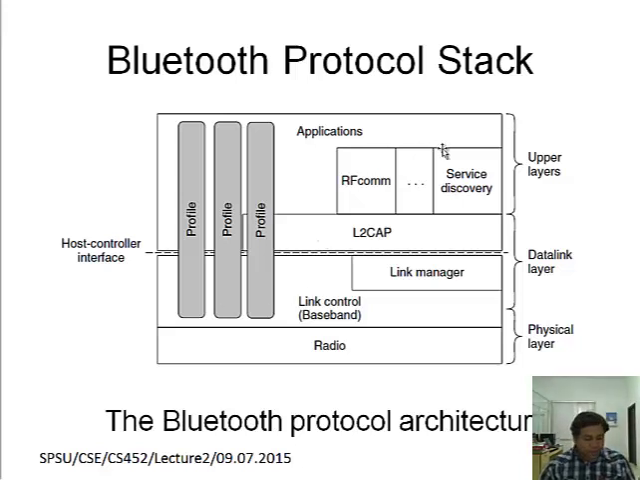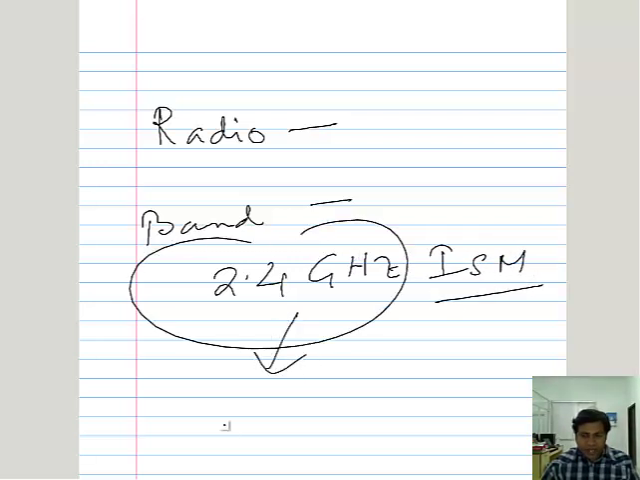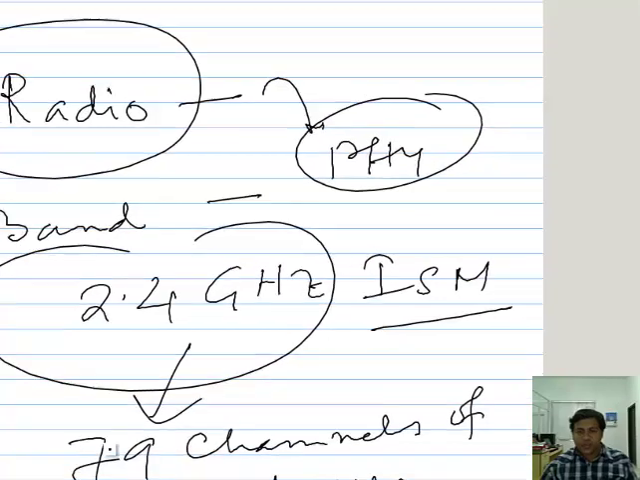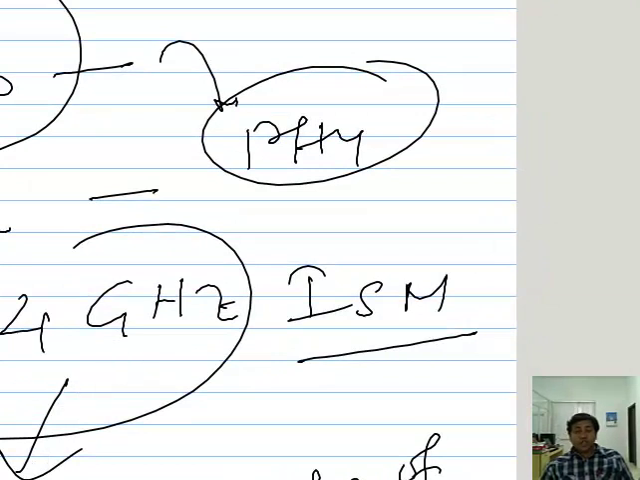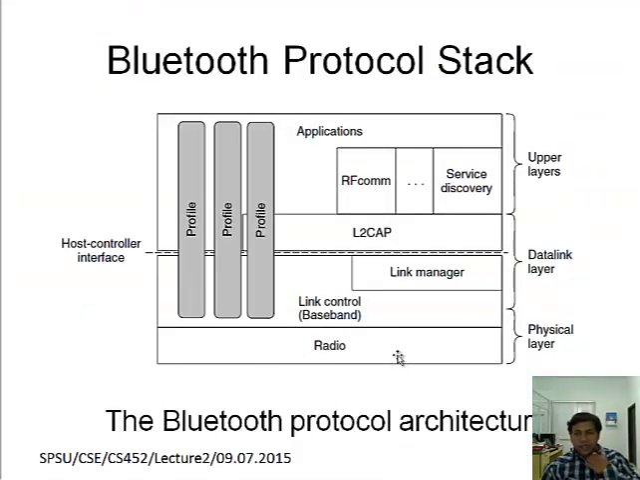If you look into the Bluetooth protocol stack, the first is the radio layer. What is the radio layer? The radio layer deals with the band. The operating band, we already know, is the 2.4 gigahertz ISM band. This band is divided into 79 channels of 1 megahertz each. This radio channel helps the physical layer give connectivity. The entire bandwidth of the 2.4 gigahertz ISM is divided into different bands. This is the radio layer, which comes under the physical layer part of Bluetooth.